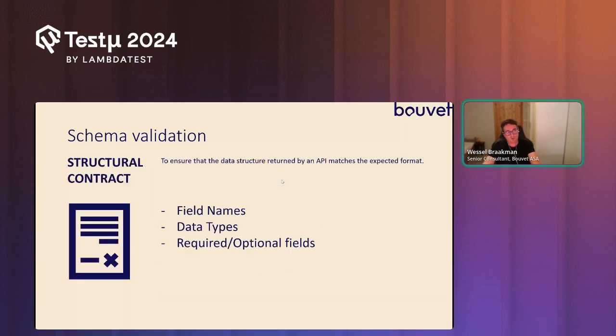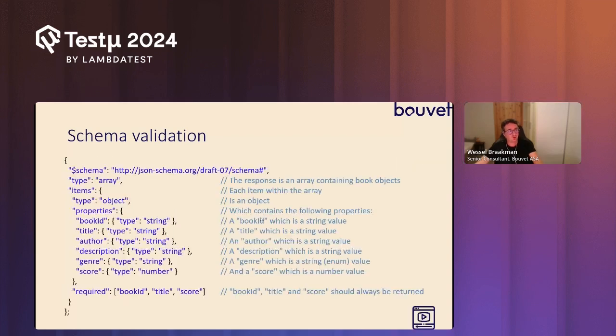Schema validation is always a structural contract, which means that we look at field names, data types, and required or optional fields. So for example, we talked about this books API that returns a list of books. This is a schema that I will actually show you in my example after this works for Postman.